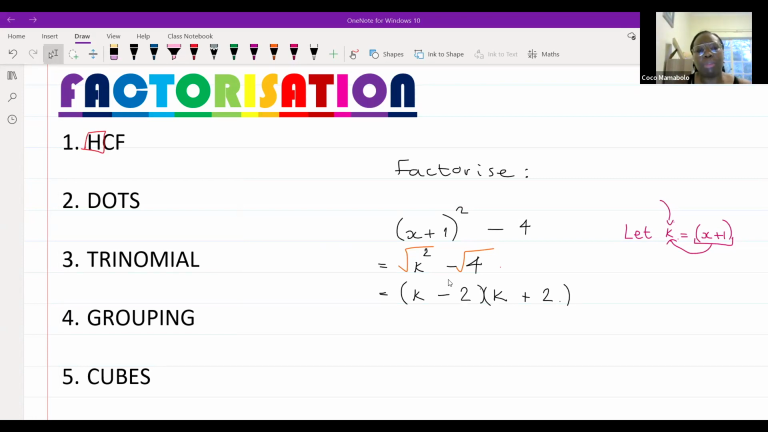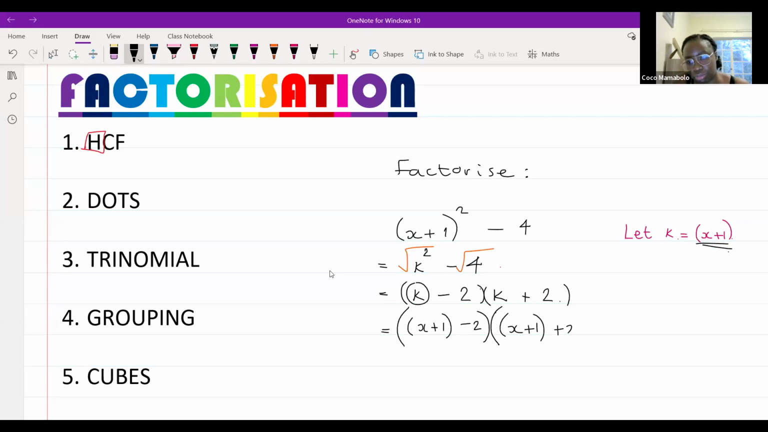Okay. But remember, guys, my answer didn't come, or my question didn't come with a k in it. What was k equal to? What did we say k is equal to? Well done, Abu. K was equal to x plus 1. Good. So we're now going to go back and put the x plus 1 back in. So we're going to open big brackets, open small brackets. X plus 1. I'm just replacing k with x plus 1. Minus 2, close brackets. And then I'm going to open a big bracket and a small bracket. And I'm going to replace k with x plus 1 plus 2.